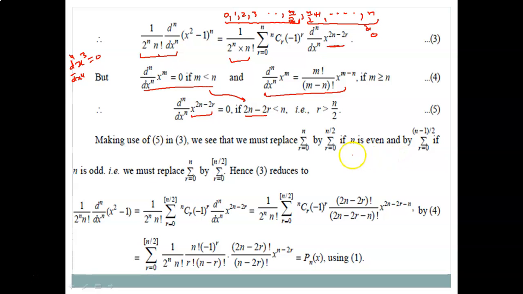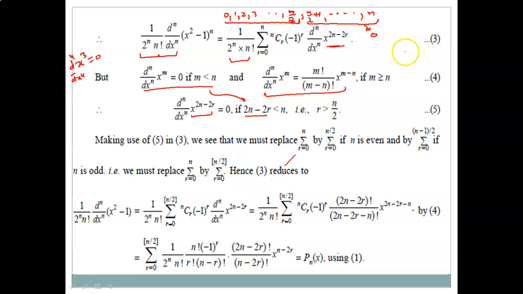In this way we can write, in place of this summation r going from 0 to n, 0 to n by 2. But again, it depends on whether n is even or odd. Because if it is even, then n by 2 gives you some integer. But when it is odd, then in place of n, it should be n minus 1 by 2. So that way, the values of r must vary from 0 to n by 2 bracket.